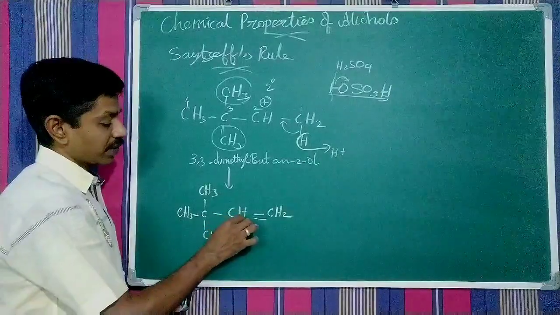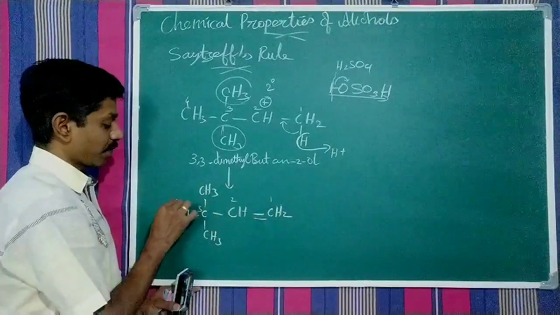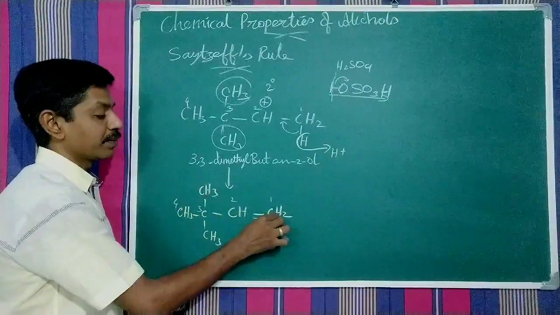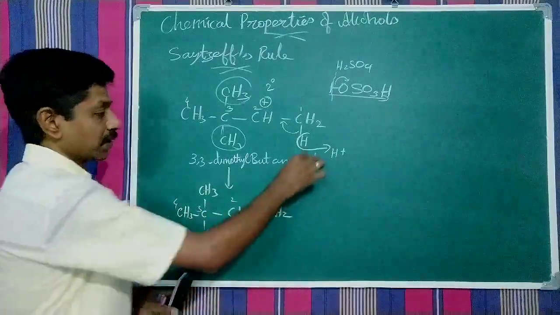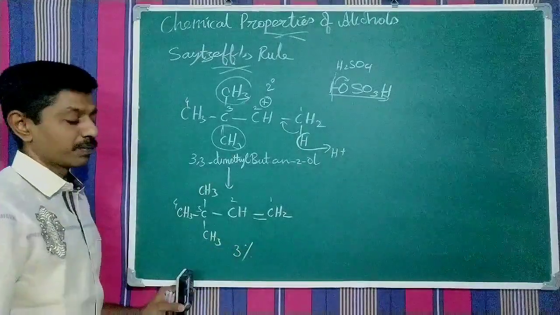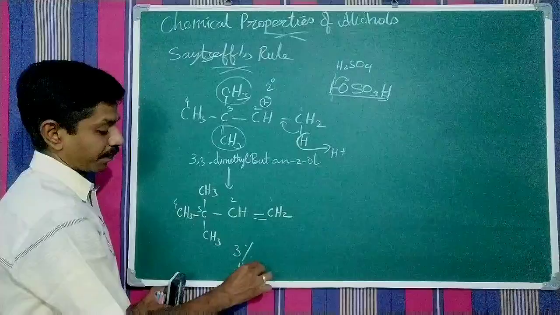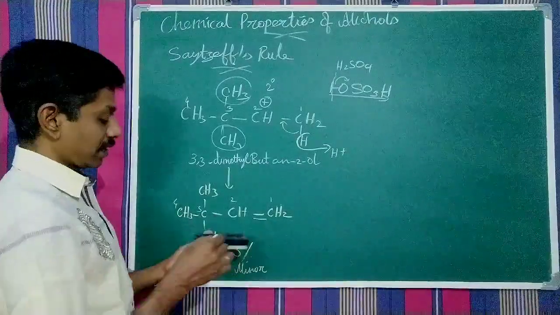If you closely look at the name of this compound, 1, 2, 3, 4, 3,3-dimethyl-1-butene is the name. This is one possibility. The probable product is very, very low. Minor product only, 3% yield.